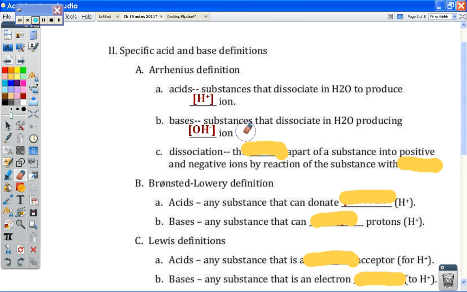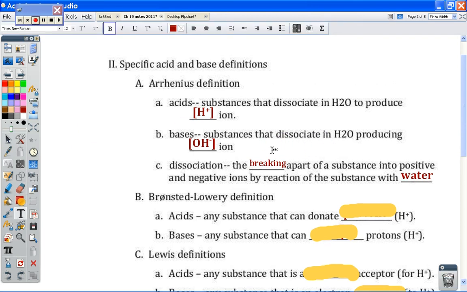Now, dissociation, to make sure that you guys are clear on what's going on. In dissociation, it's the breaking apart of a substance into positive and negative ions by reaction of the substance with water. Okay, so for example, salt is sodium chloride, NaCl. And when this dissociates, it becomes Na+ and Cl-, and those should be superscript.